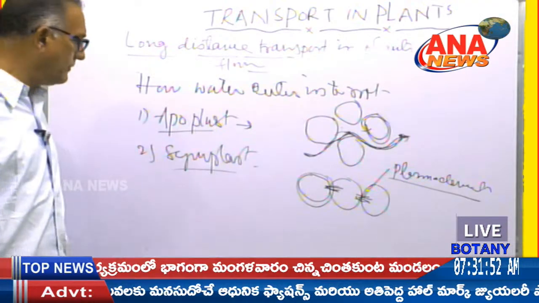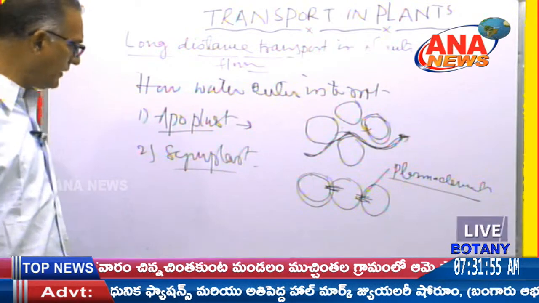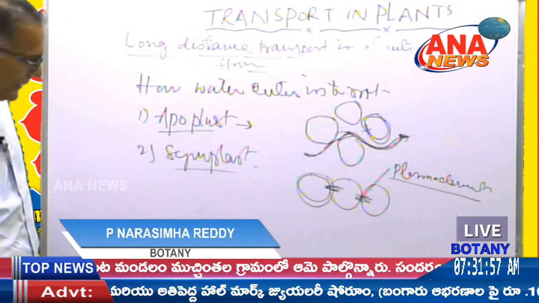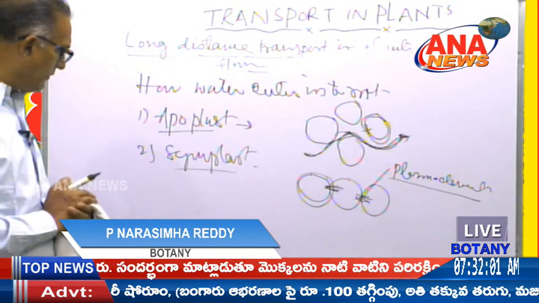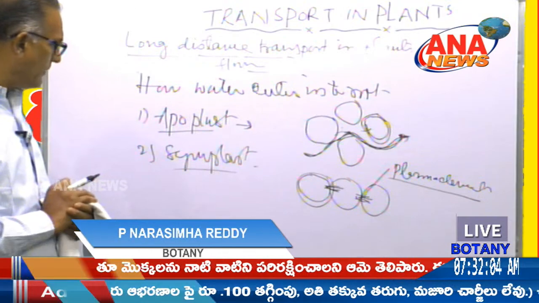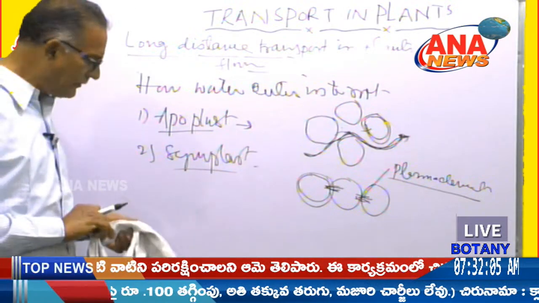Yes, welcome back after the break to continue the class. So here we are discussing the methods of the process of entry of water into the deeper layers of the root. It takes place by two methods. One is apoplast, another one is symplast.